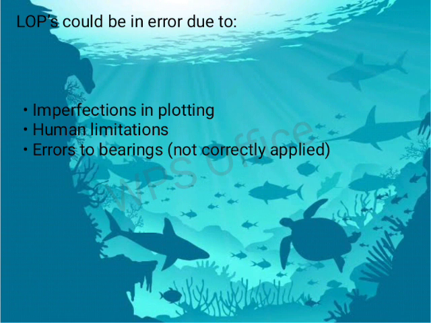And the fourth is bearing and distance of the same object. Fifth is the bearing and distance of different objects. And lastly is the distance of two or more points. Dead reckoning, running fix, or danger bearings.